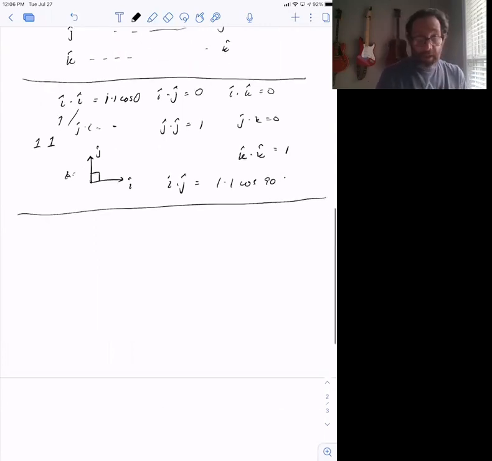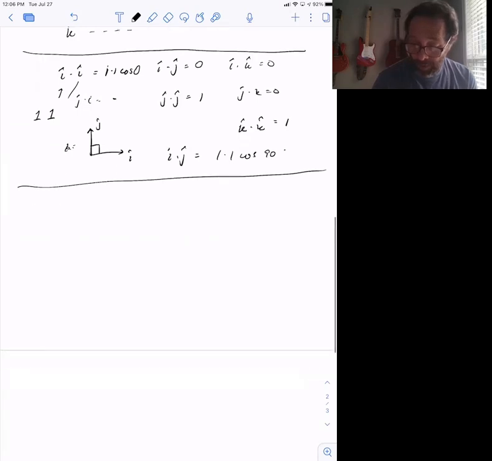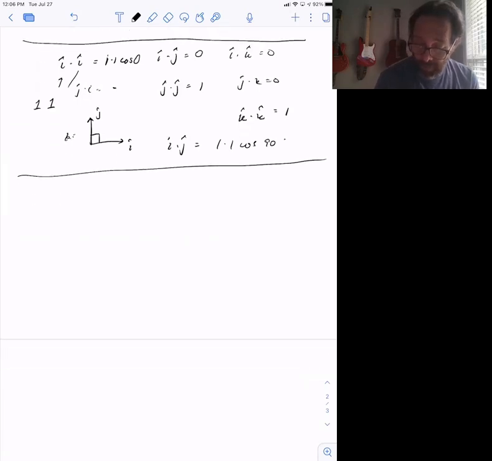So the dot product has its applications everywhere, in electricity and magnetism of course, in mechanics and math methods and all the other classes you take as well. So that's the first type of vector product. The second type is the cross product, which is defined in this manner.